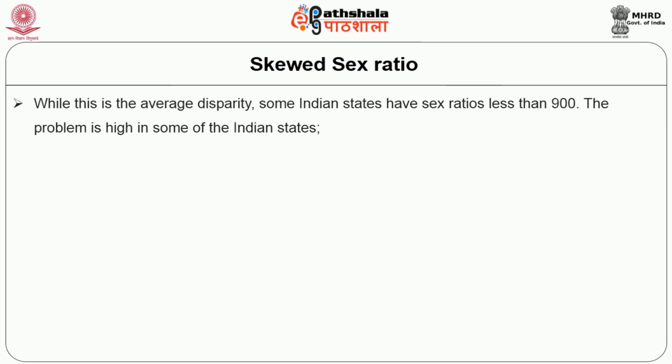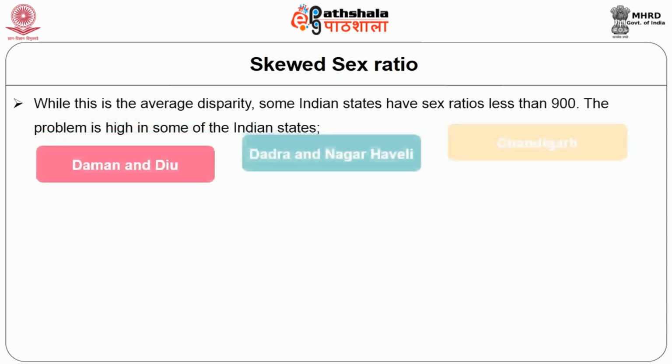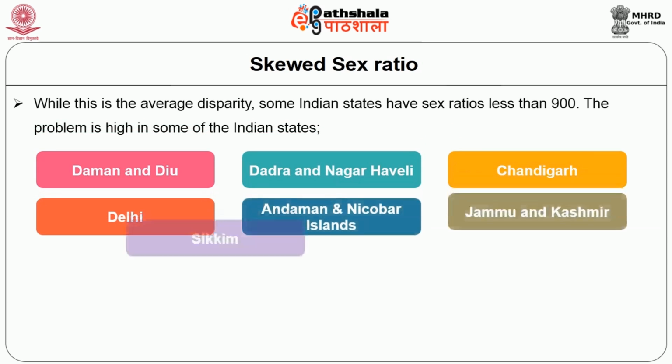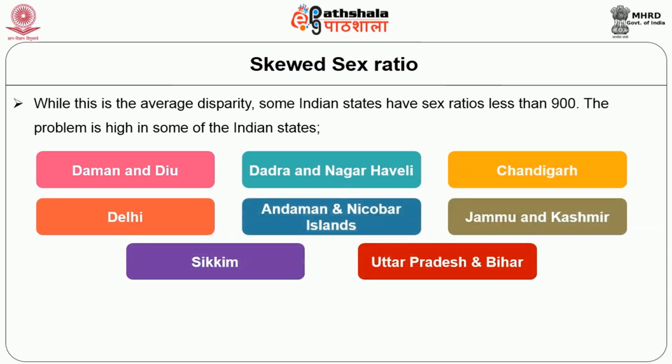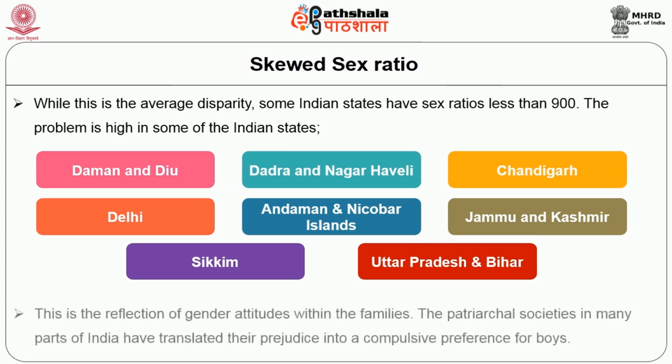While this is the average disparity, some Indian states have sex ratios less than 900 even. The problem is high in some of the Indian states like Daman and Diu, Dadra and Nagar Haveli, Chandigarh, Delhi, Andaman and Nicobar Islands, Jammu and Kashmir, Sikkim, Punjab, Uttar Pradesh and Bihar being the worst. This is according to the census 2011. This is the reflection on gender attitudes within the families.